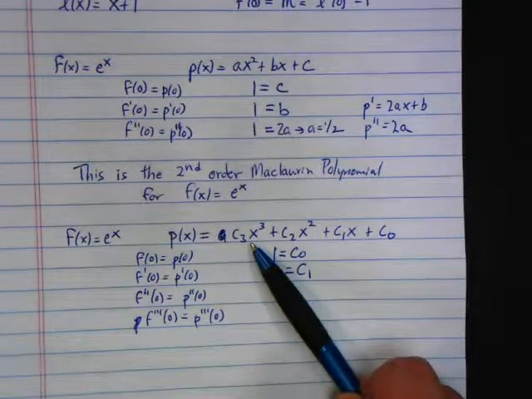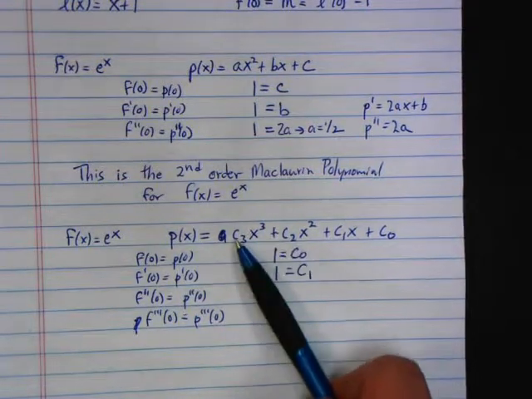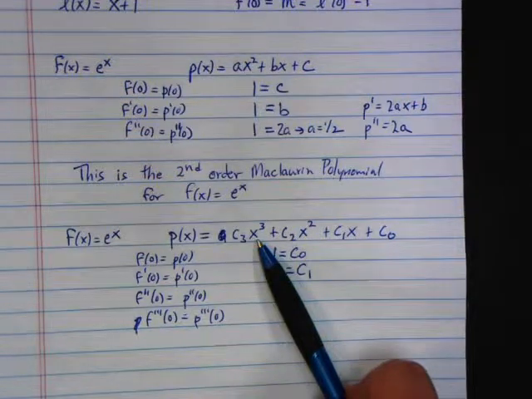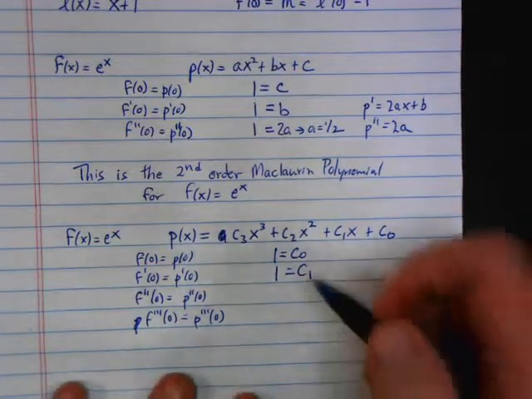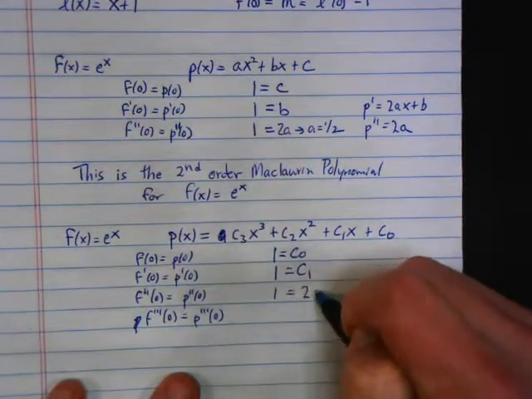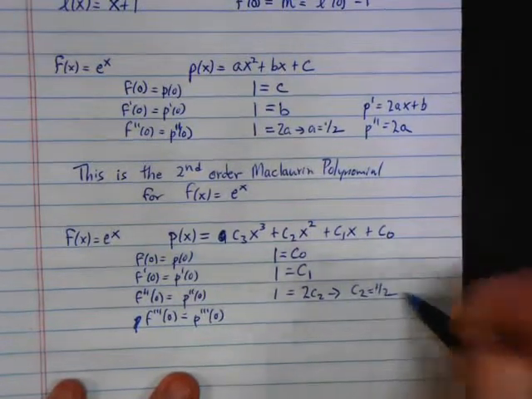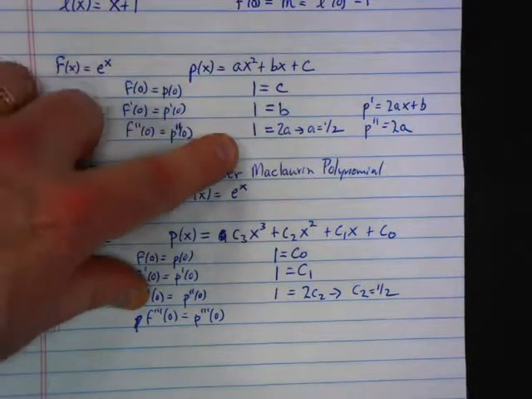Because you're going to take the derivative twice. You're going to bring the power down. That'll be a 3. You're going to take the derivative again. That'll be a 2. It'll still have an x in it. So when I plug in 0, what's going to happen? It goes away. So what's the only thing that survives? 2c2. So 1 equals 2c2, which means c2 is a half. That's the exact same as what we had before, isn't it? 1, 1, 1 half.